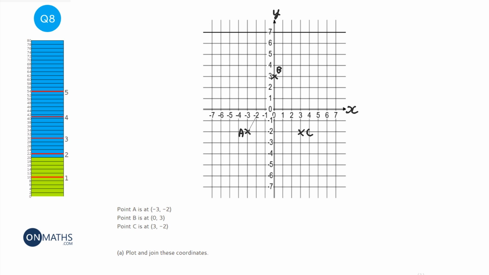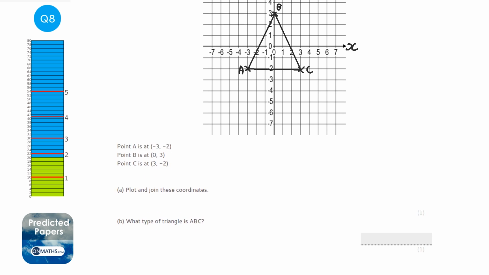So I'm just going to get my ruler and plot and join them. Well, we've plotted them, so we're just going to join them. And there we go. Makes a nice little shape there. Now, question B says, what type of triangle is ABC? So, looking at it, it looks like this length here and this length here are exactly the same length. So, when we've got a triangle with two sides the same length, it's an isosceles triangle.